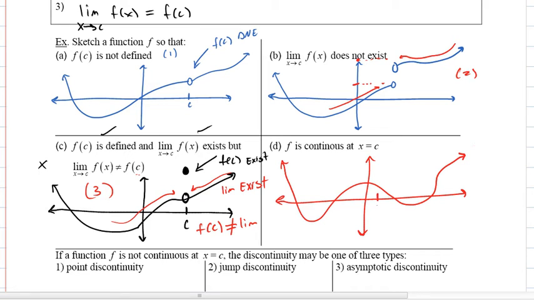So I can choose this to be my c, and I notice that the point exists, the limit exists, and the point and the limit are the same value. Therefore, it's continuous at that point. And they're actually continuous at every point in this graph.